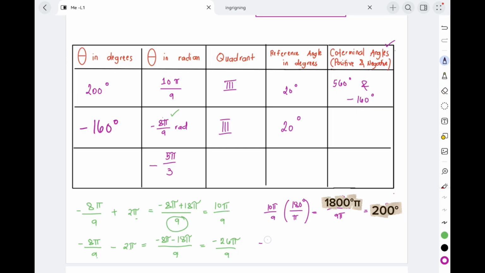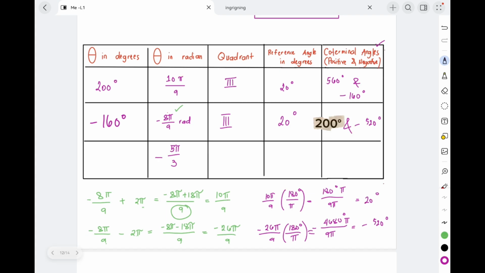And then as for negative 26 pi over 9 times 180 degrees over pi, 26 times 180 is 4,680 degrees pi rad all over 9 pi. 4,680 divided by 9 is equal to 520, so negative 520 degrees. So these are the coterminal angles. And lastly, for the given negative 5 pi over 3, let's try to convert this to degrees.